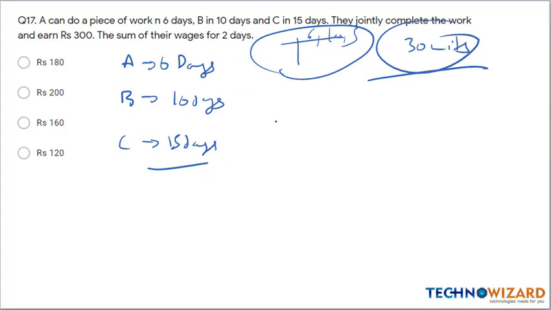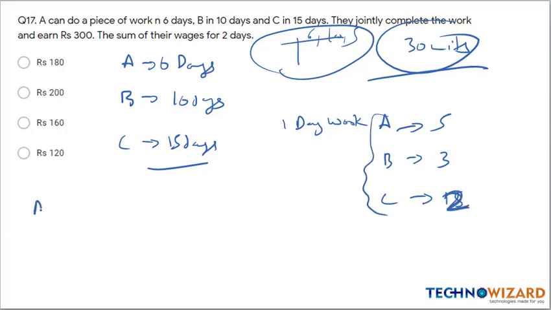Okay. Now we will calculate the 1 day work for A, B, C. A is 30 divided by 6, which is 5. B is 30 divided by 10, which is 3. And C is 30 divided by 15, which is 2. Okay. Now the total work done by them in 1 day, A plus B plus C, is equal to 10 units of work.